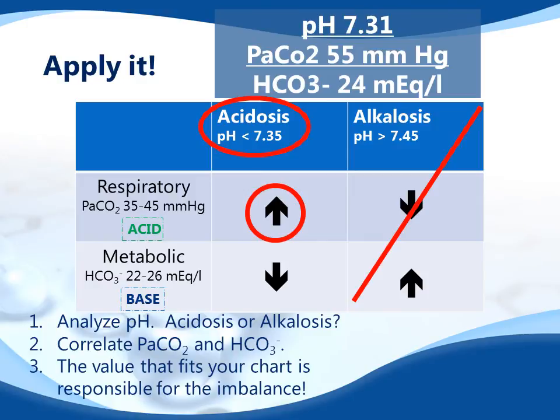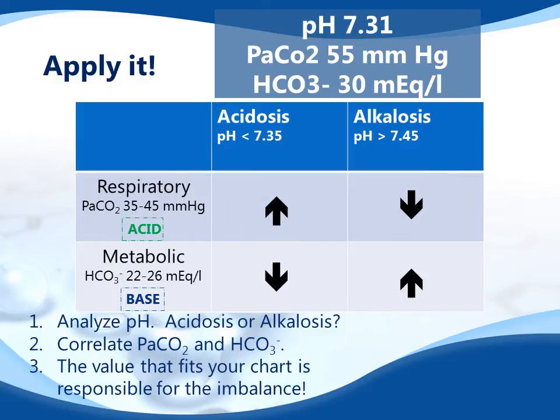Since CO2 is an acid, we can be pretty sure that this is respiratory acidosis. But let's take a look at the HCO3 just to be sure. The HCO3 is 24, which is within the normal range. The value that fits our chart is the CO2. Therefore, this is respiratory acidosis.